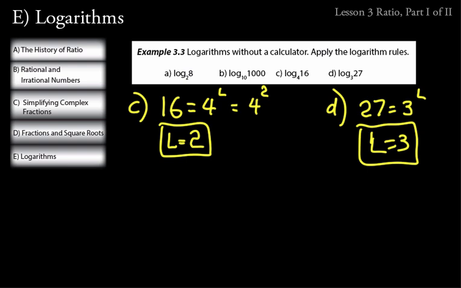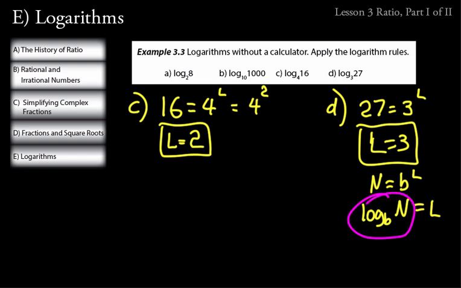So I was showing a little less work as we went on there, but for all of those, if you remember, N equals B to the L, and log base B of N is equal to L. When you're given this much right here, basically, log base 2 of 8, log base 10 of 1,000, log base 4 of 16, log base 3 of 27, they're asking you to take that and find the exponent, find L. That's what they're asking you to do.